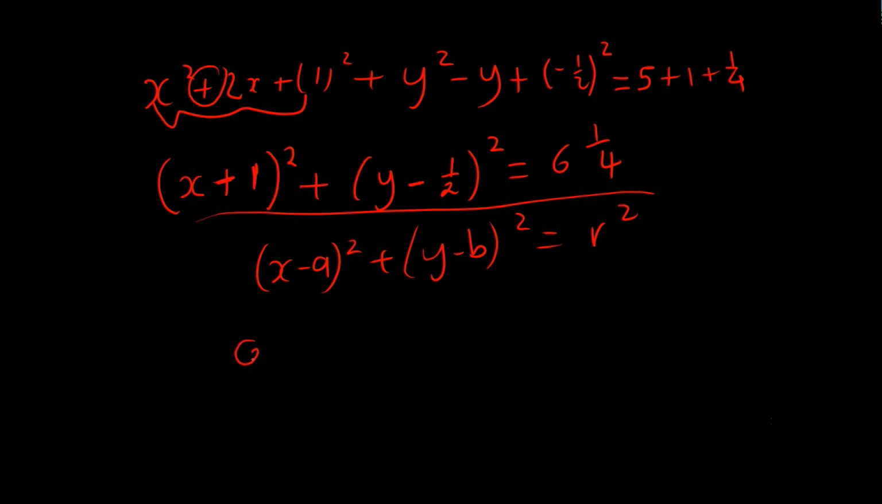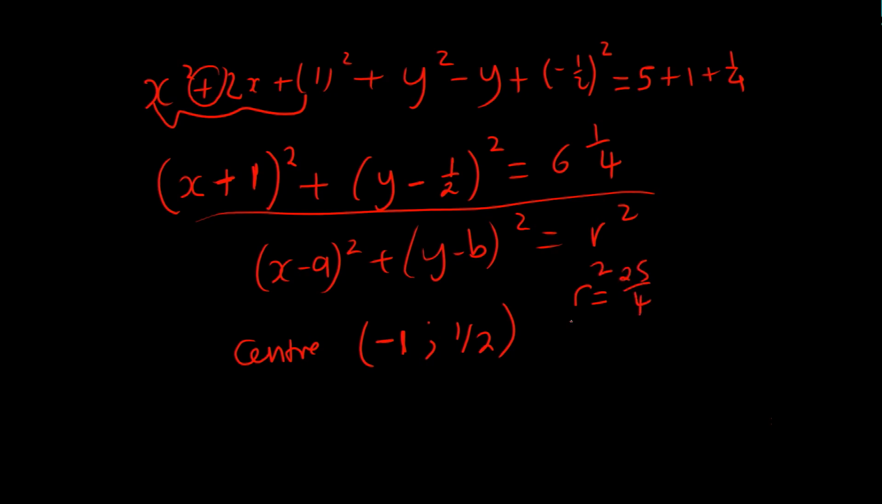So therefore, the center coordinates, remember to change your sign. So we've got x plus 1 squared. So therefore, x is equal to minus 1 is the x value at the center. And y is equal to a half is the y value at the center of the circle. The radius squared is equal to 6¼. So 6¼ is the same as 25/4.